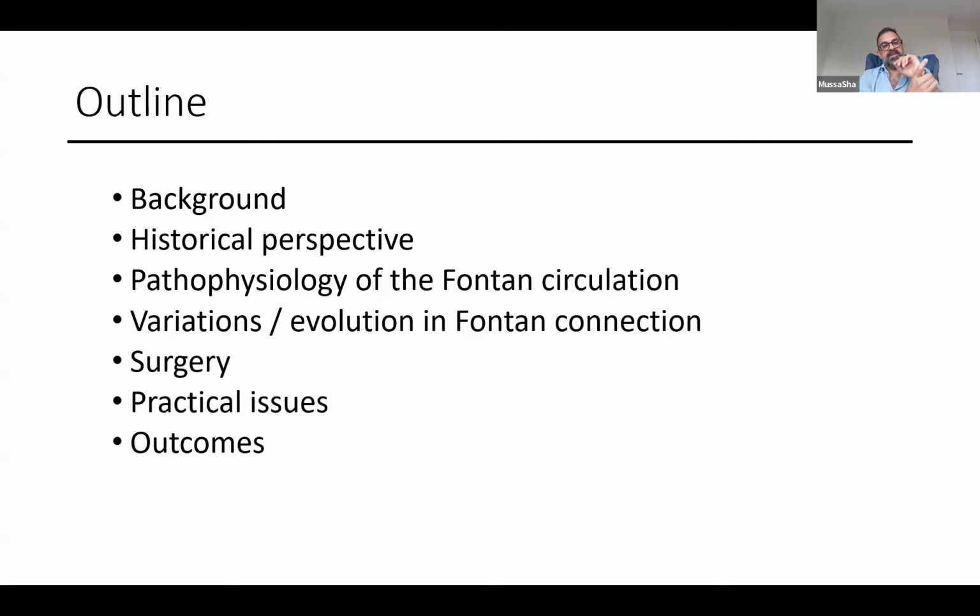And then there'll be an opportunity to talk about questions. And like with many of my talks, the idea is not for me to present you the latest evidence or anything like that, but really it's to enhance your understanding of what we do day to day. A real practical guide to the Fontan operation and what happens on the ground, really.